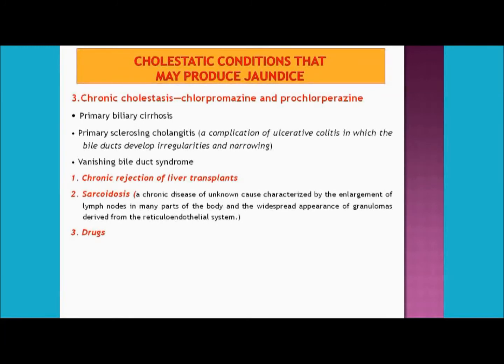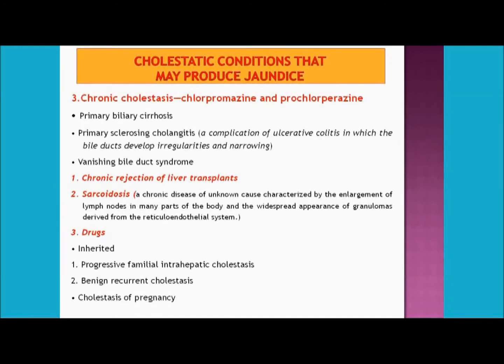Then again, drugs. Sometimes there are also inherited conditions, which can come from the parents, like progressive familial intrahepatic cholestasis. If it is there in the family history, then the person has a chance of developing cholestatic jaundice. The next one is benign recurrent cholestasis. The next one is cholestasis during pregnancy.